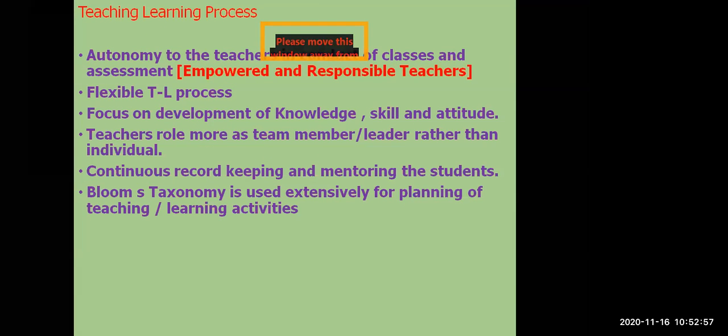Teaching learning process. The teaching learning process in OBE, the teachers have autonomy in conduct of classes and assessment. That means we will have empowered and responsible teachers. Why have I written empowered and responsible? Empowered means that you will have the authority. At the same time, you will show responsibility. Right? You are responsible for the results. You can be punished if you don't do it responsibly.